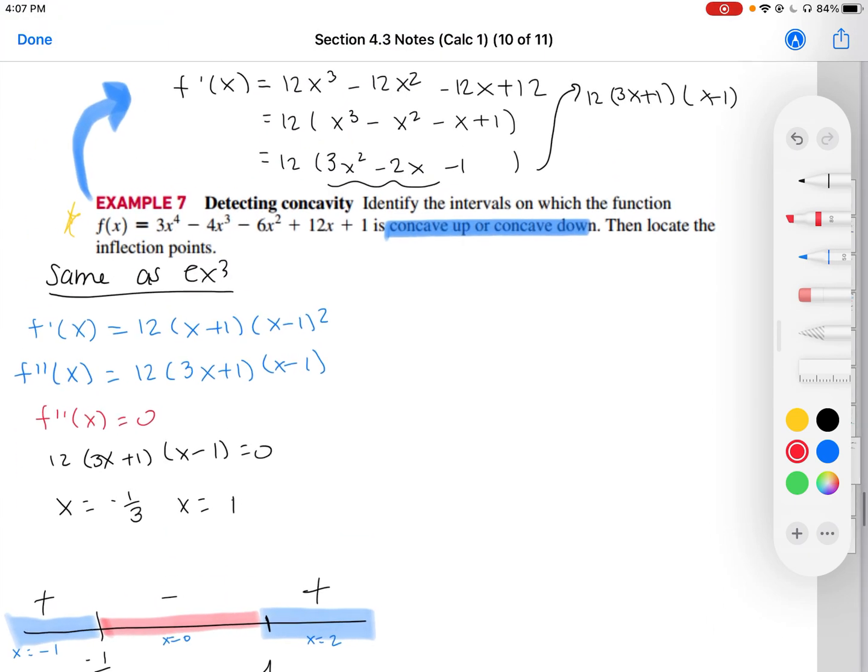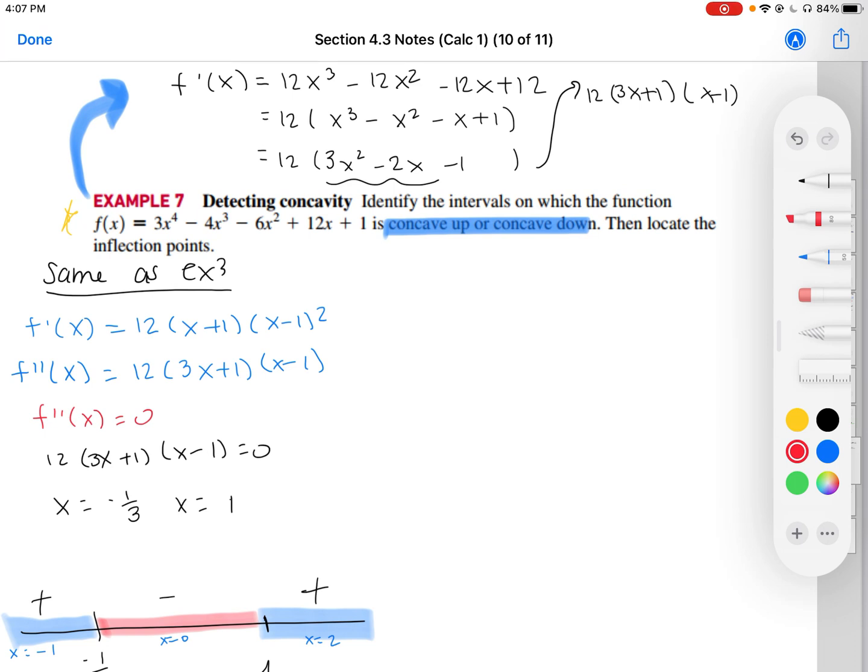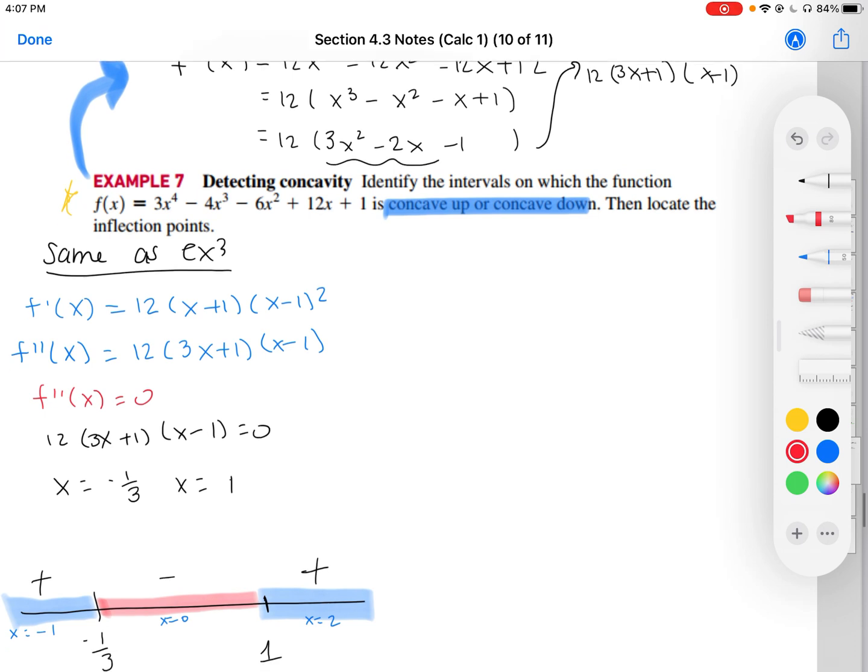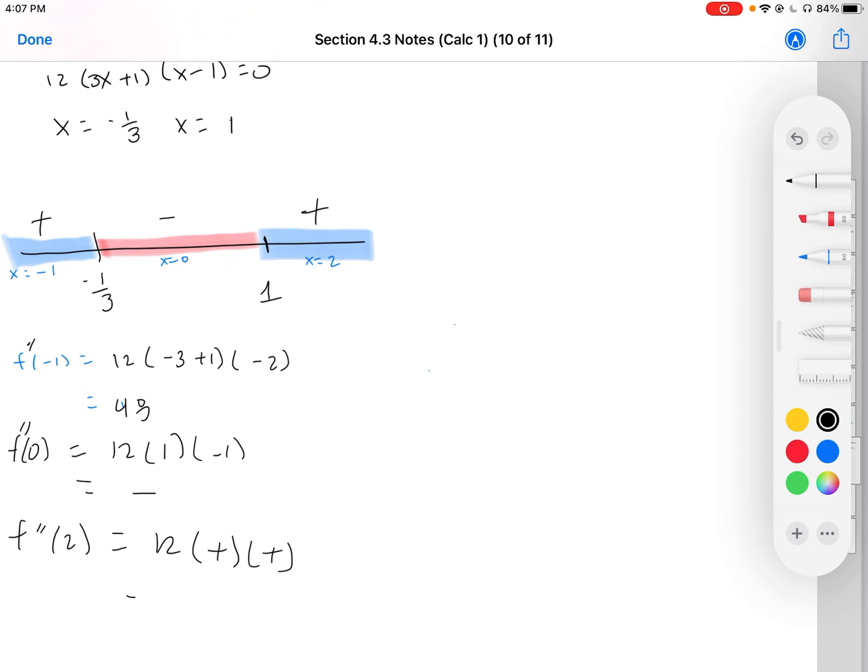So to answer our question, identify the intervals for which the function is concave up or down. You can say our function is concave up on the intervals of negative infinity to negative 1/3, and concave up also from 1 to infinity. It's concave down from negative 1/3 to 1.